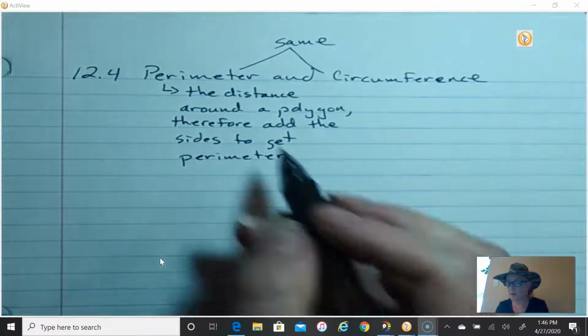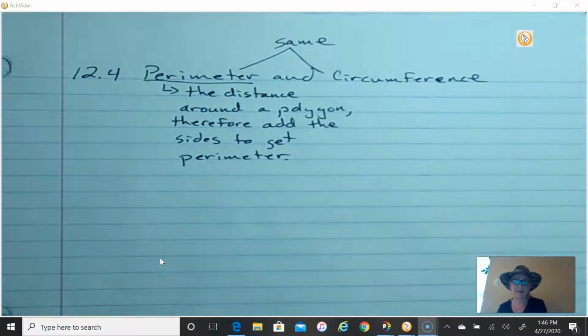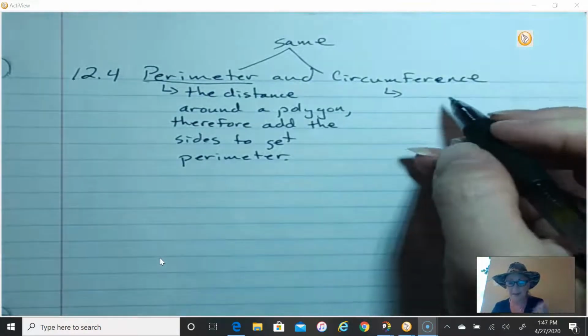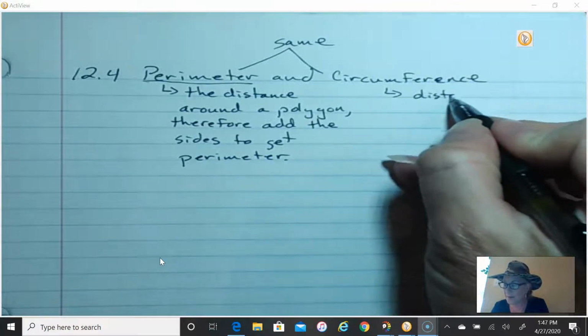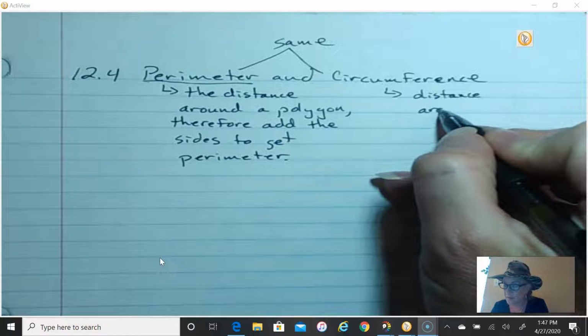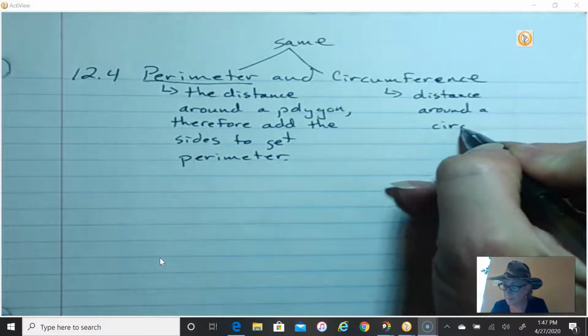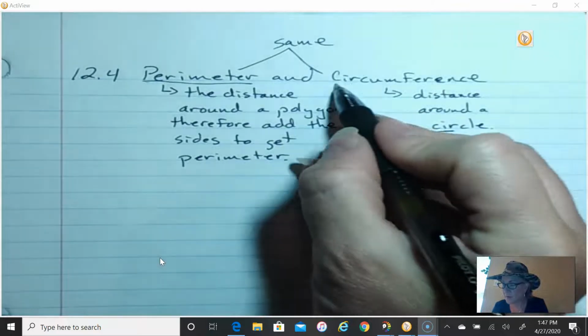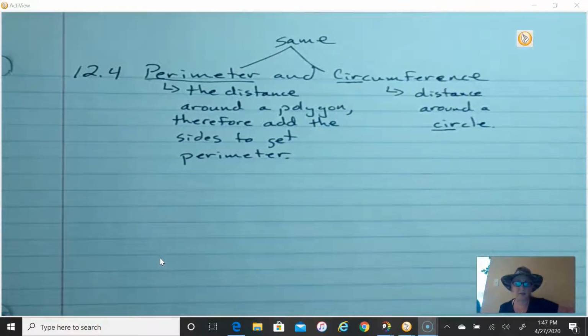Okay, so the perimeter, that's like if it's a polygon, a straight-sided figure. All you have to do is add up all the sides together and you got your perimeter. Circumference, though, is basically the same thing, but it's the distance around a circle. That's how you can remember: circle, circumference. It's the perimeter of a circle.